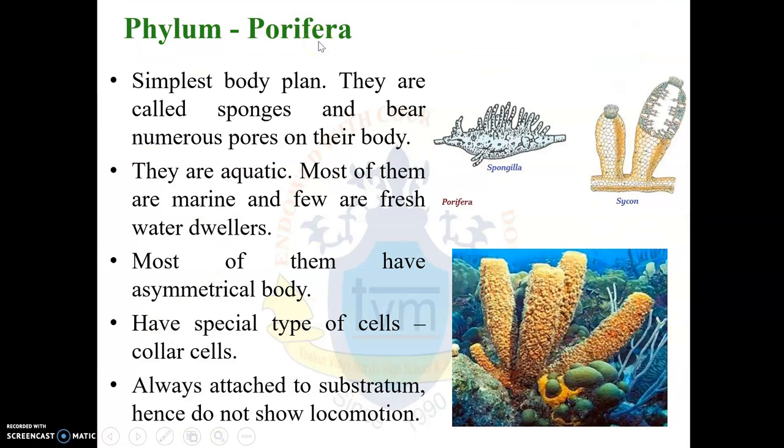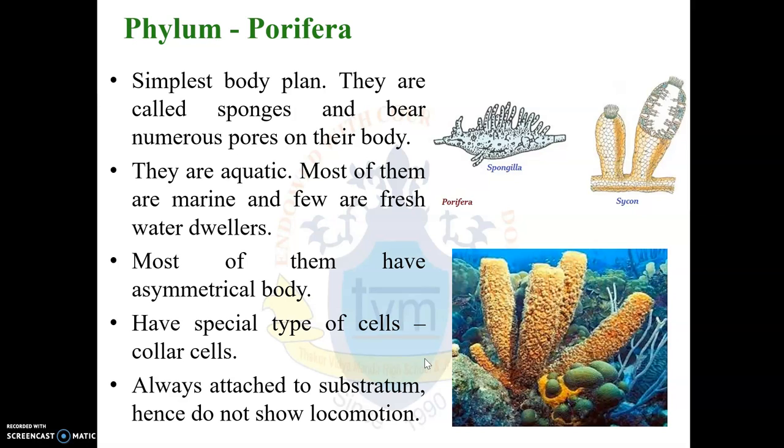Phylum Porifera. The animals in this phylum have the simplest body. They are called sponges and they bear numerous pores on their body. Over here you can see in this picture, these are the sponges and they have numerous pores on their body. They are aquatic. Most of them are marine and few are freshwater dwellers. Most of them have an asymmetrical body.